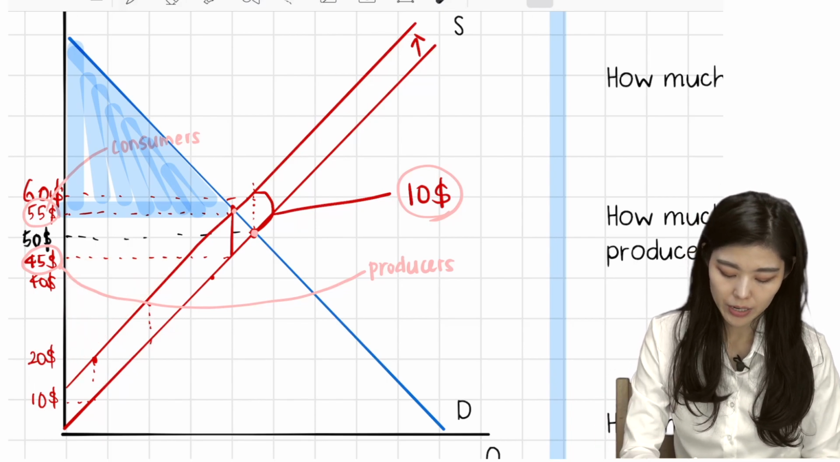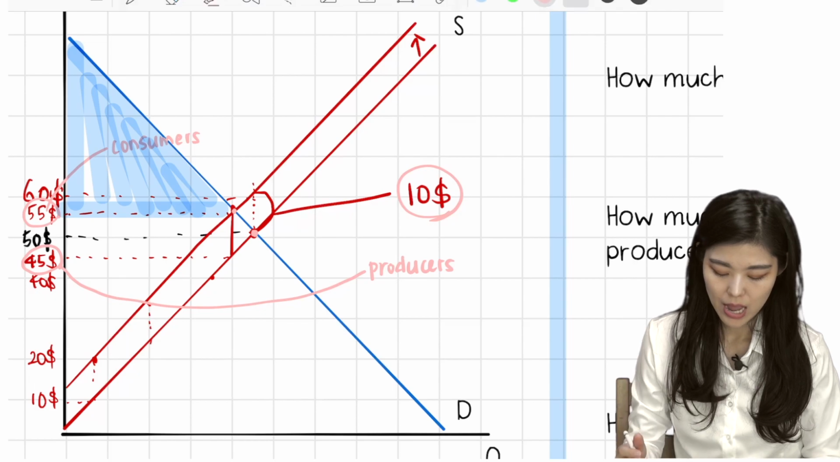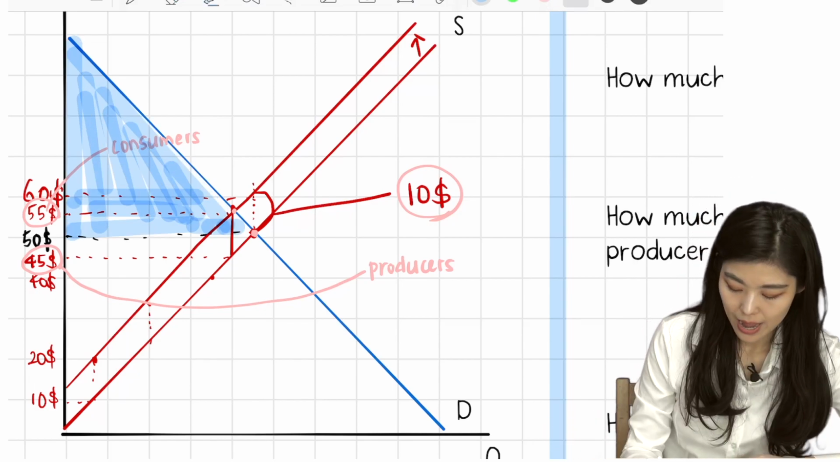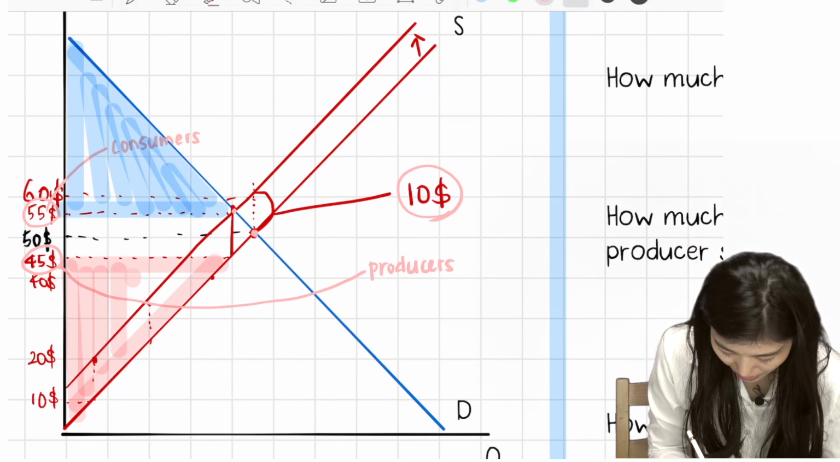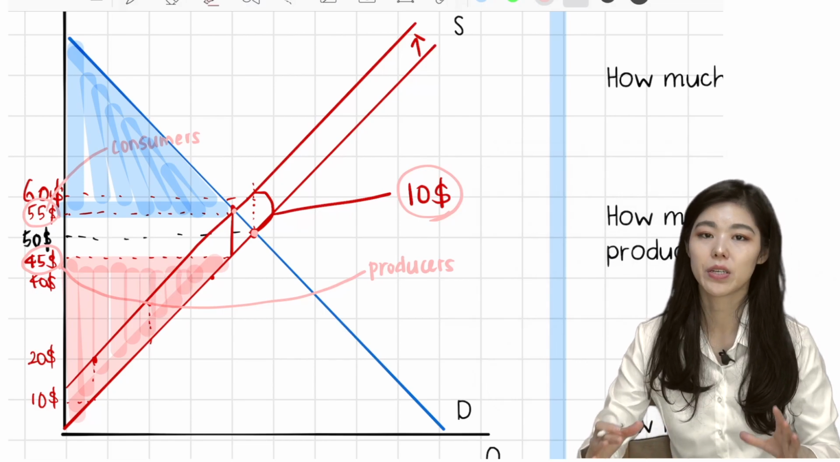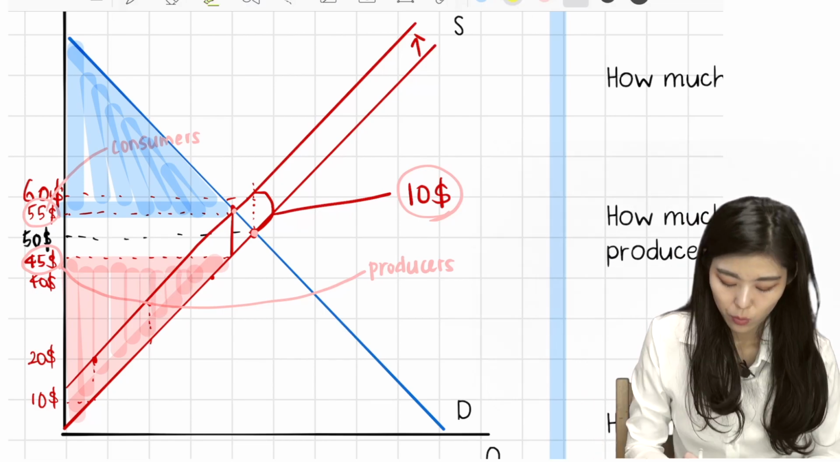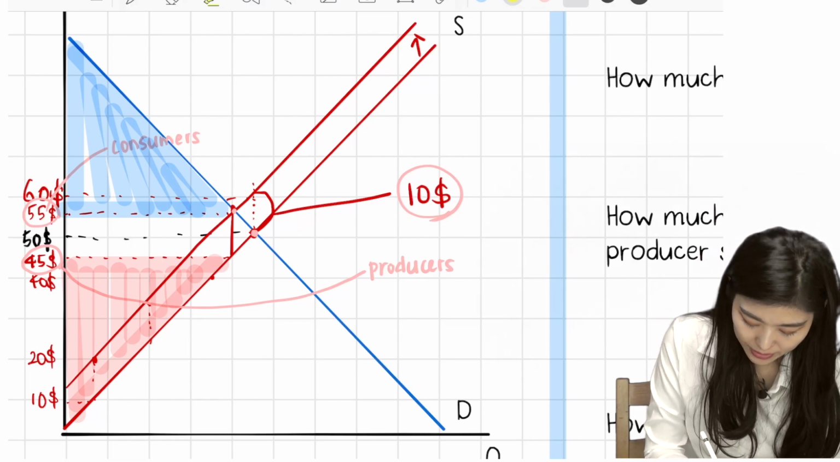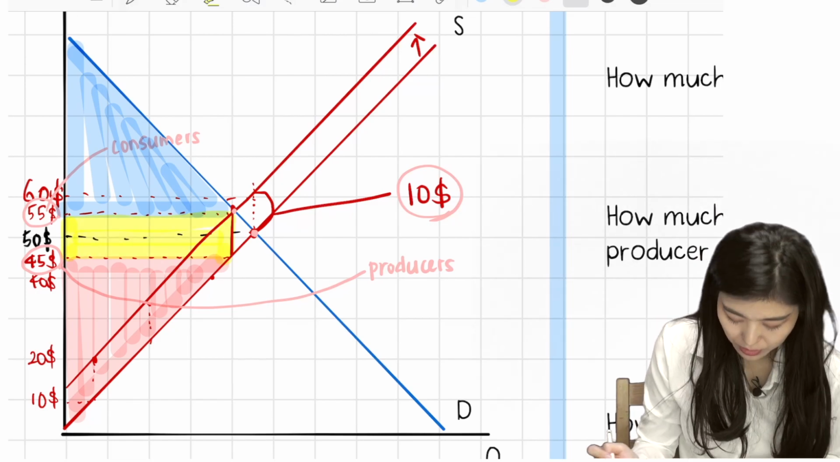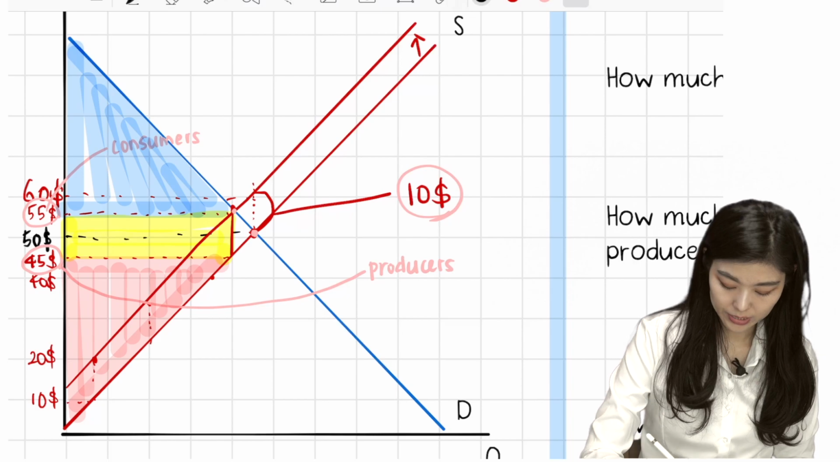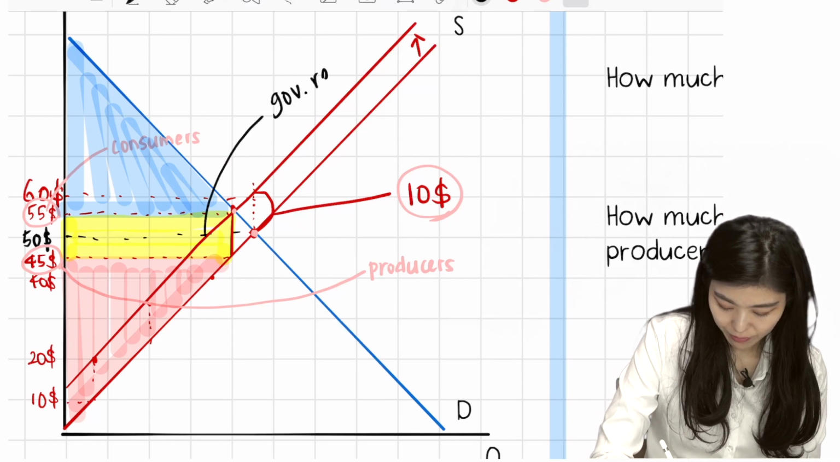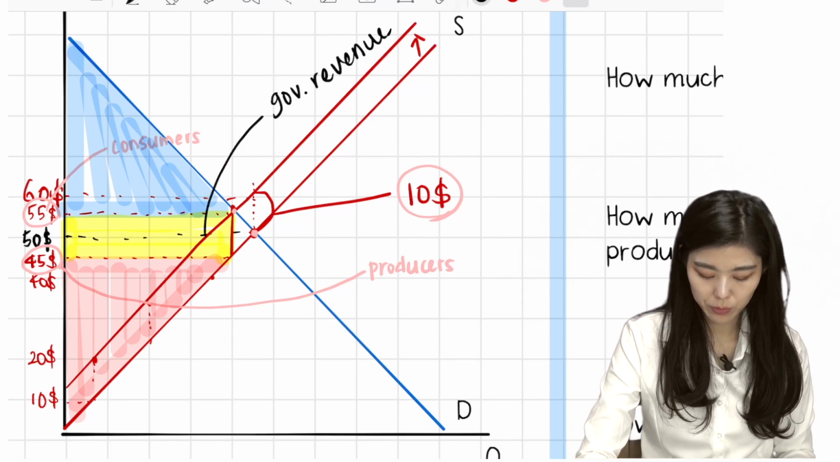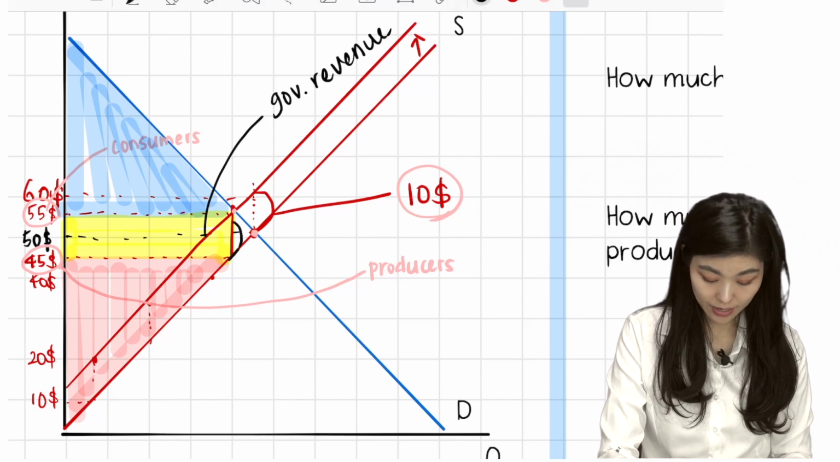The real supply curve that we have to deal with, and producer surplus will be here. It starts from the original supply curve. And what is left is this part, this rectangle. This would be the government revenue. This is the government revenue. Since the government will be taking $10, this is $10.